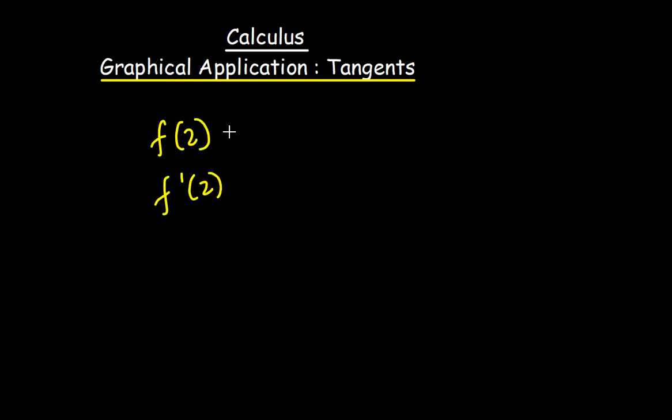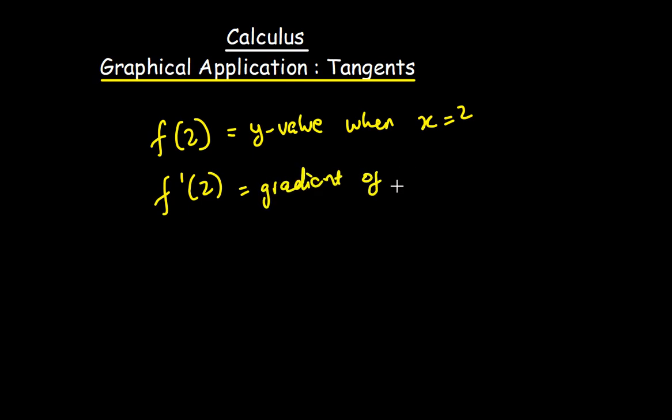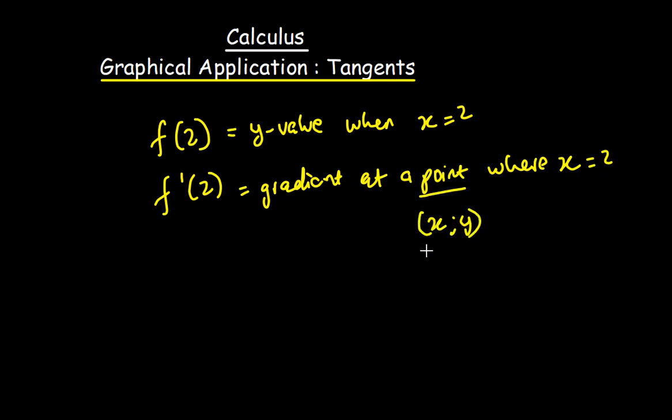Okay, so remember that this one, we said, is the y value when our x is 2, and then we said here it is the gradient. You can say it's the gradient of a tangent, or the gradient at a point where the x coordinate is 2. Remember a point is always made up of x and y, right? So we know the gradient at that point, but we only know that x is 2.